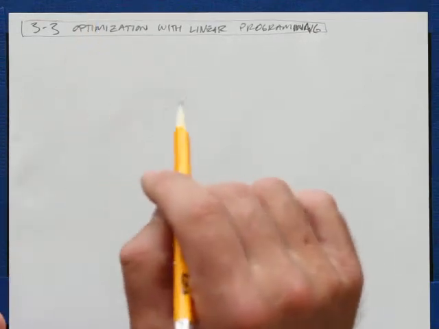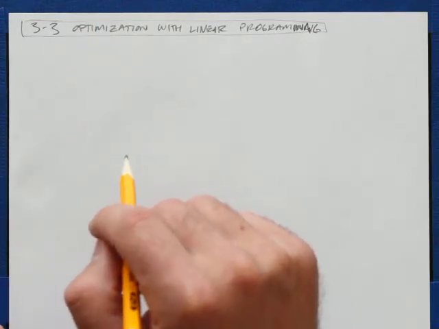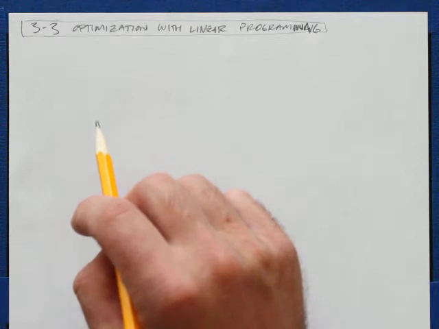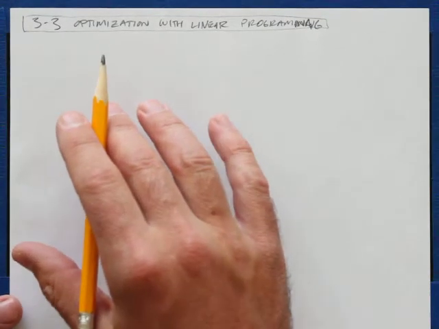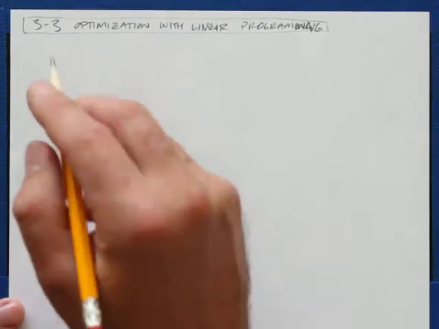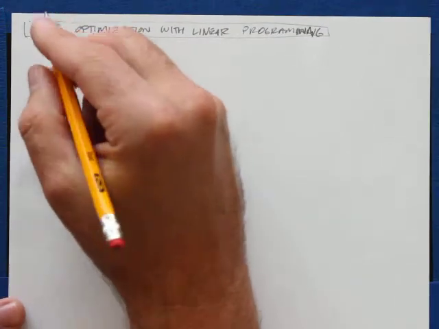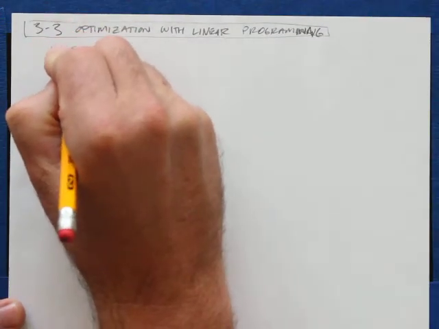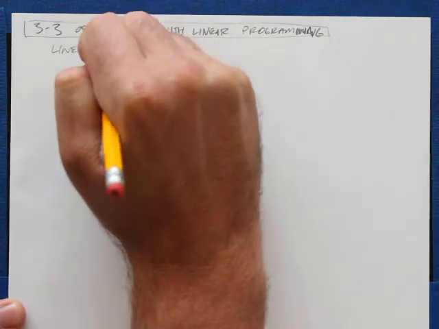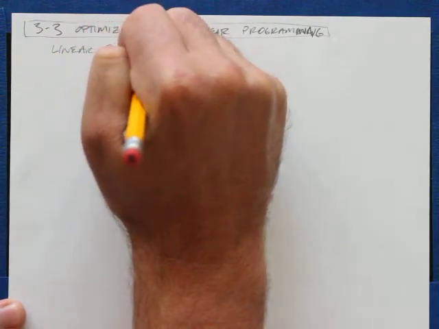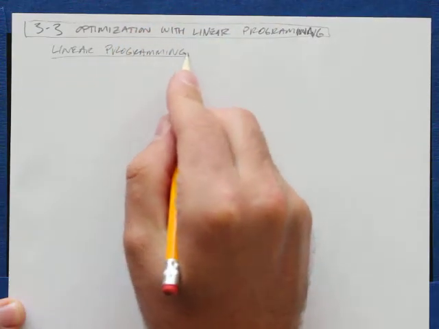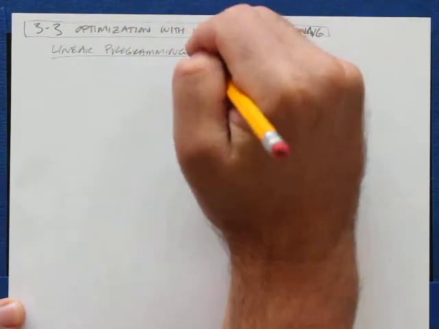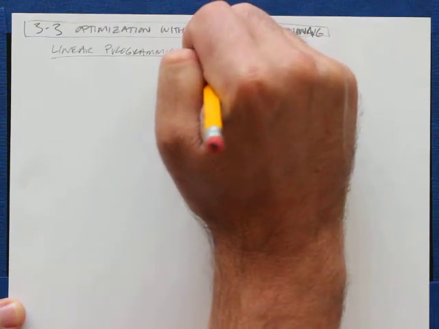So we're just going to kind of learn how to do it, and we're not going to get too involved, but we're just going to get deep enough so that you can do it. So linear programming is a method for finding max and min values.